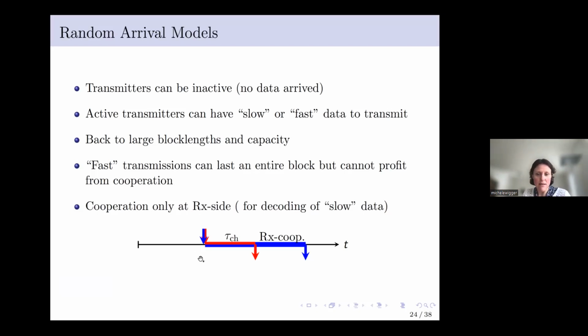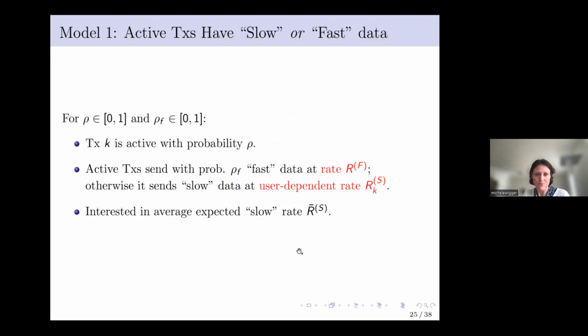And in particular, for simplicity, at the end I'll talk about transmitter and receiver cooperation. Here, I mostly talk about receiver cooperation. So we assume at the beginning that we have arrivals or not of fast or slow messages. I'll make this a bit more precise in the next slide. And then we can code over the channel, and then to decode the slow, we can have some more cooperation. Okay, so we have two different models.